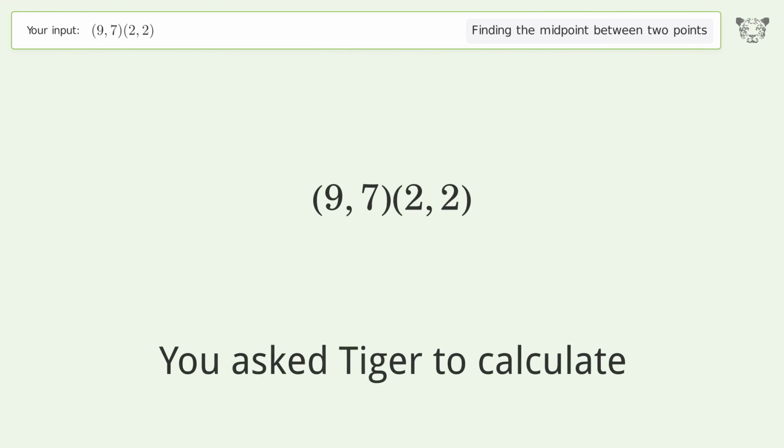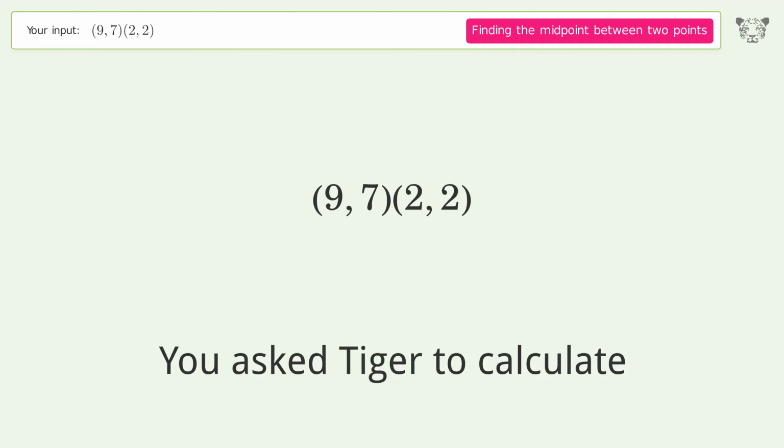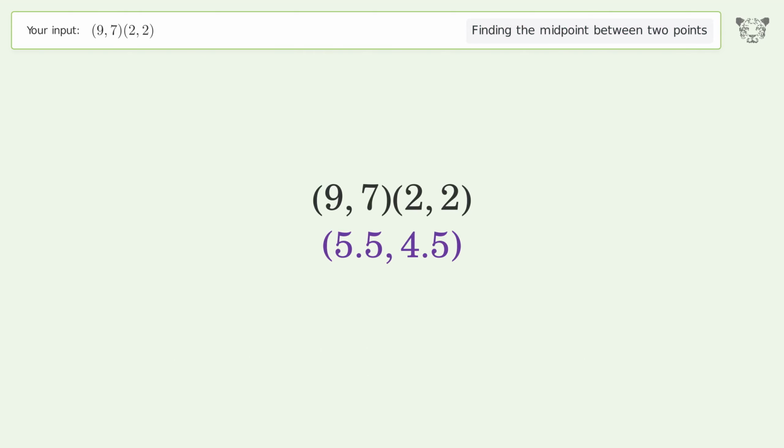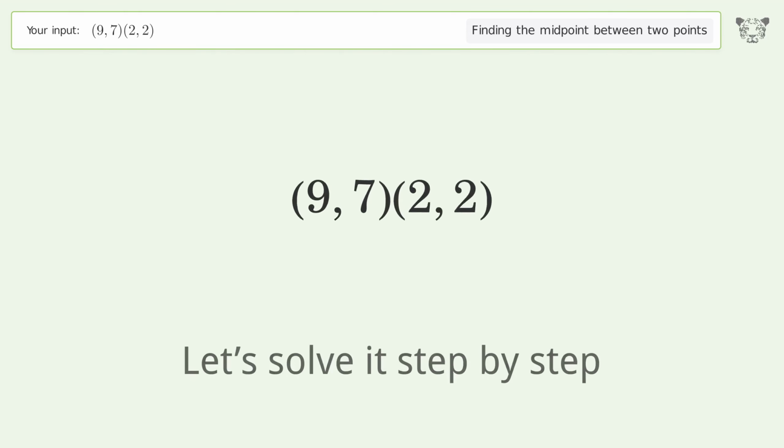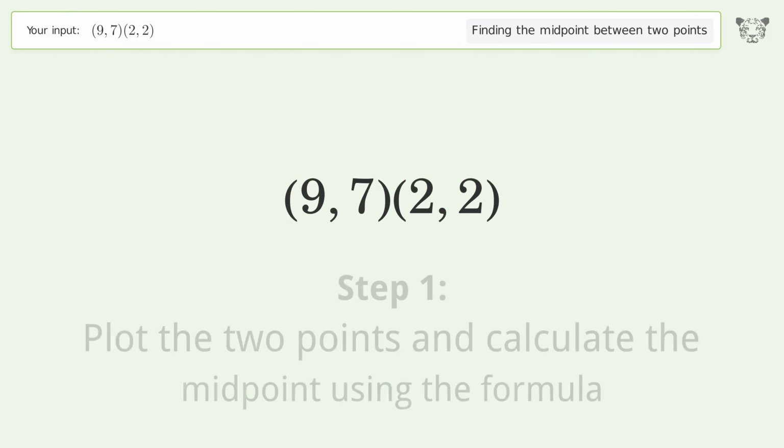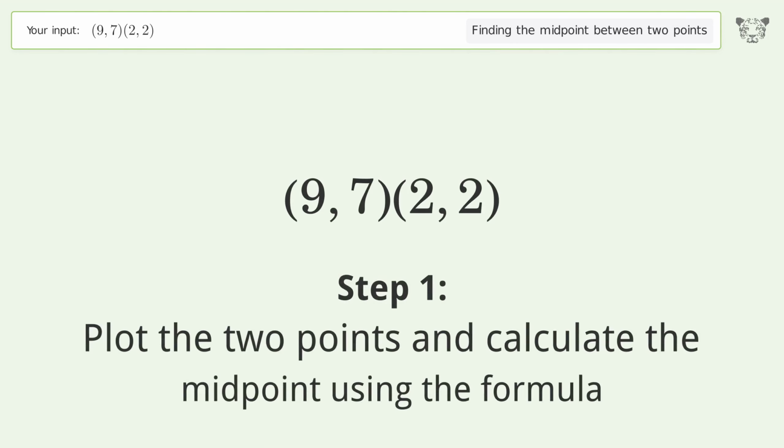You ask Tiger to calculate. This deals with finding the midpoint between 2 points. The midpoint between the 2 points is 5.5, 4.5. Let's solve it step by step. Plot the 2 points and calculate the midpoint using the formula.